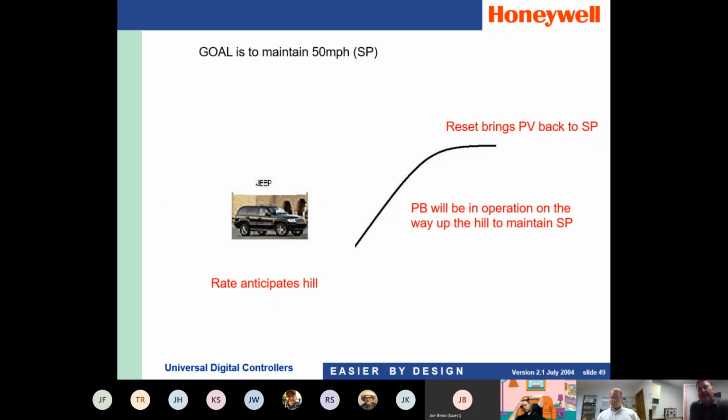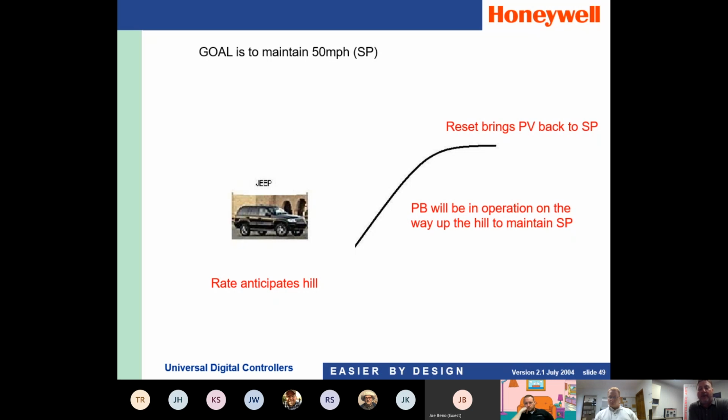Proportional band is what the controller, or the auto control on a Jeep, is going to be using all the way at the beginning of the hill, up the hill, at the top of the hill, and it is going to be watching that 60 mile an hour set point in the actual speedometer and adjusting that gas pedal so that it maintains a certain percentage around the 60 miles per hour.